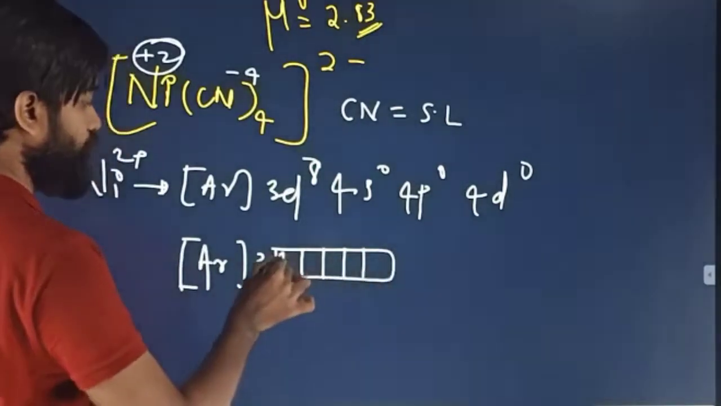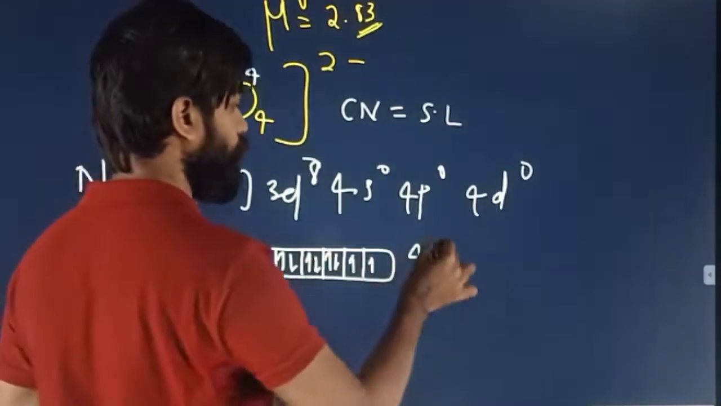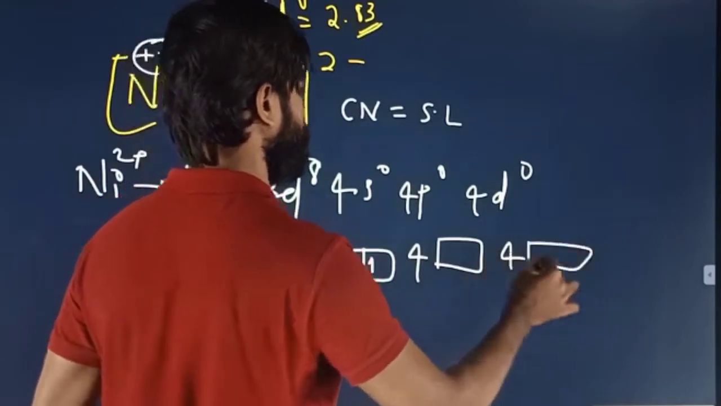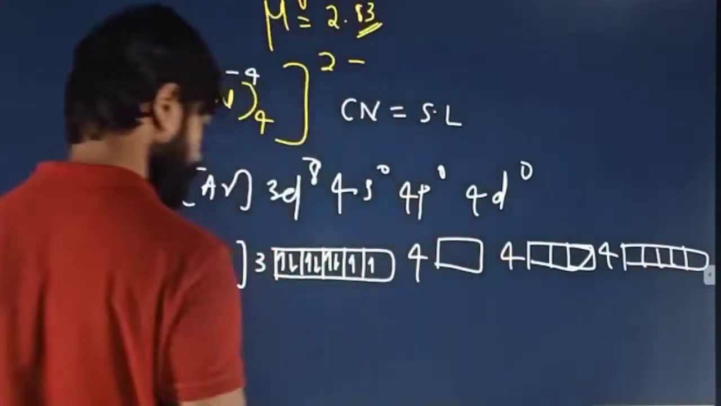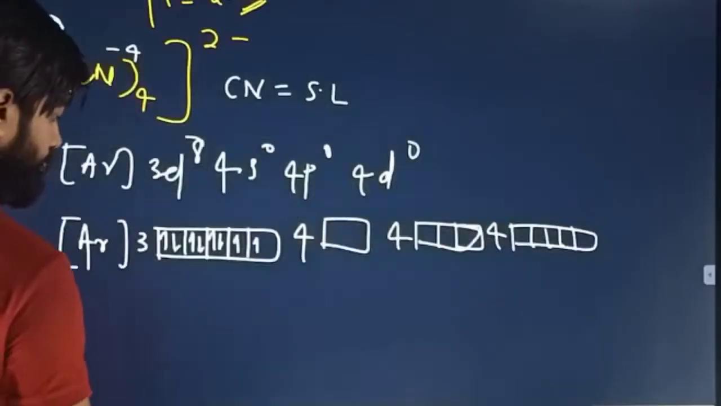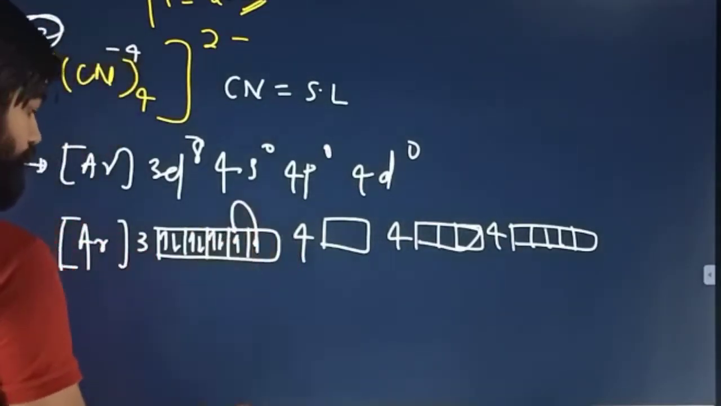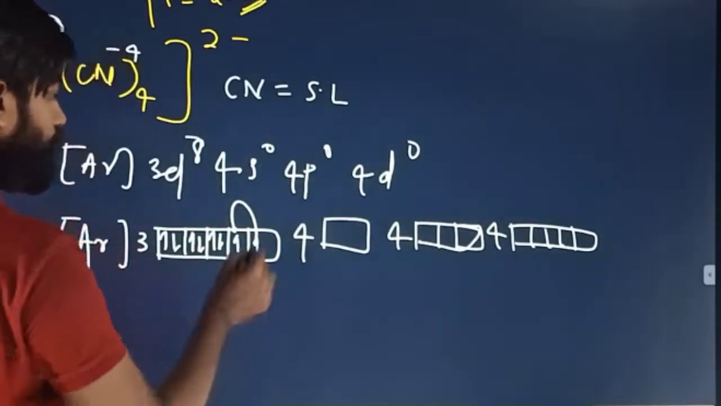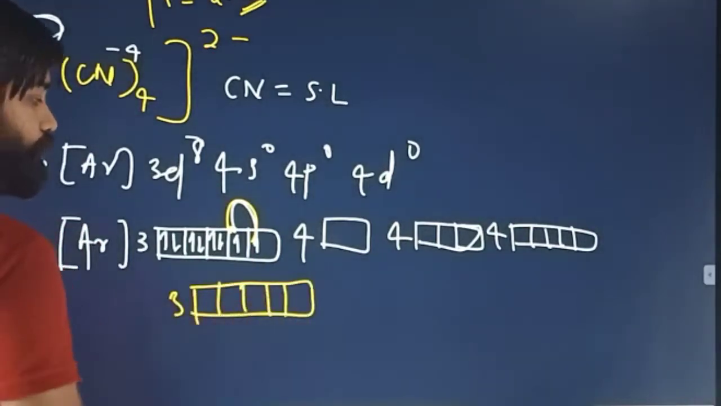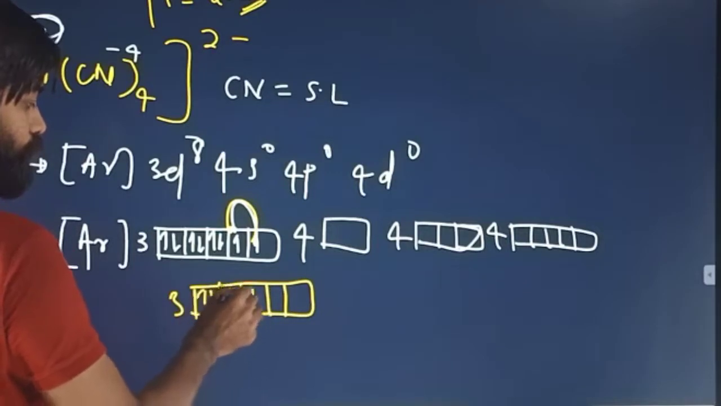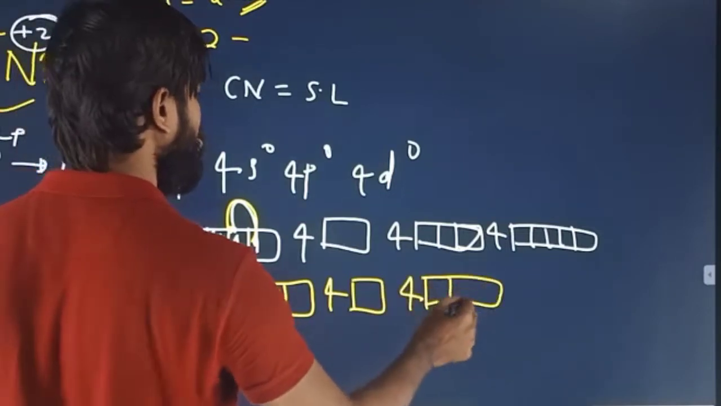So let's consider the 3d8. This is the configuration 3d8 and the 4s, 4p, 4d. This is a strong ligand, so this can pair up the electrons. So this is paired to here, this is paired to here. So there is one orbital vacant in d, and a 4s, 4p followed by d's.